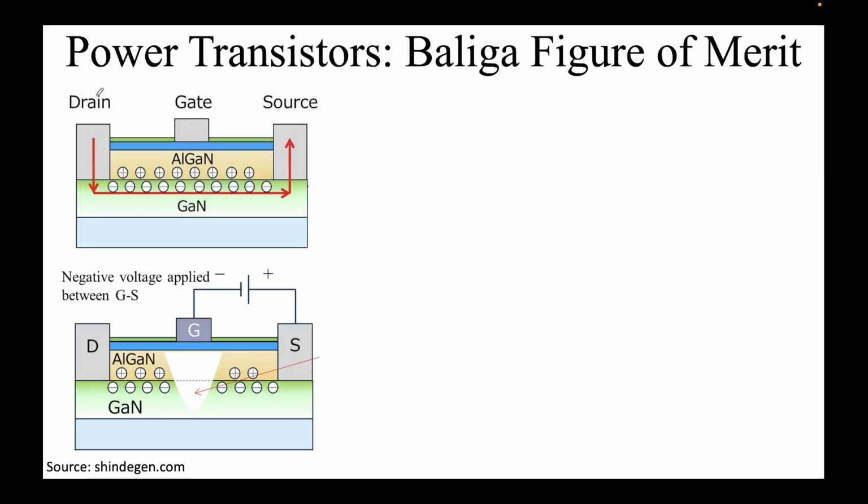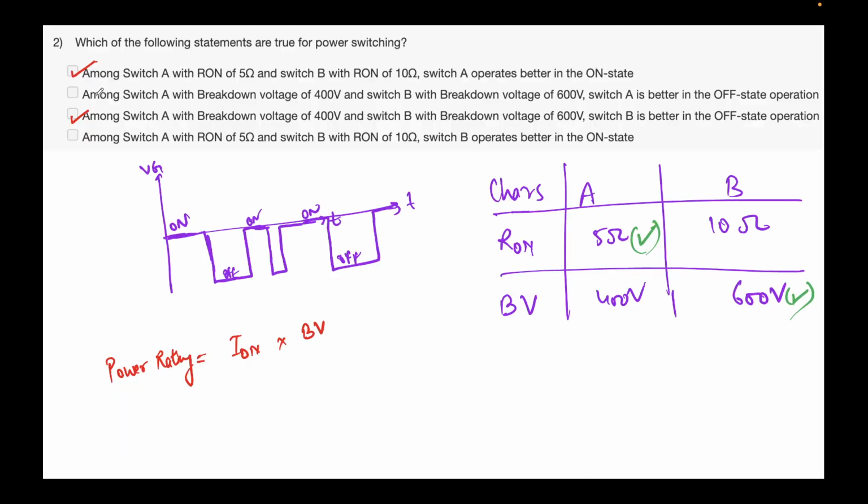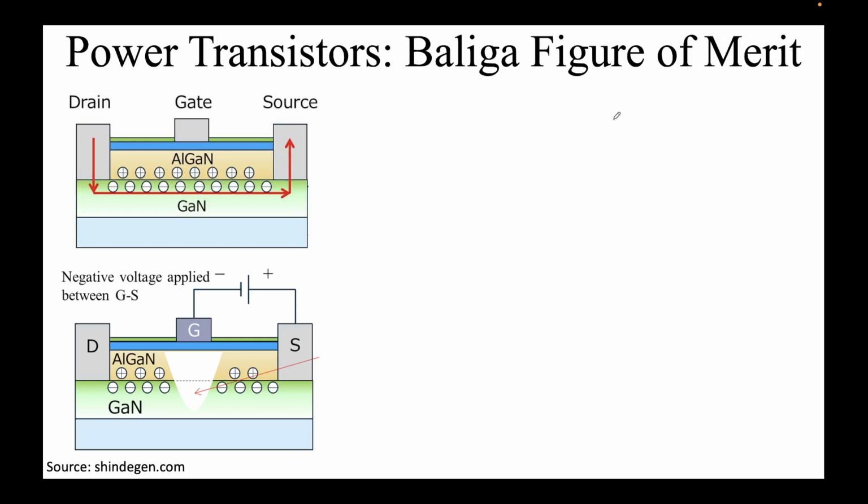We'll talk about how to choose between material systems, because let's say these are two different material systems. Switch A is made of material X and switch B is made of material Y, like in the HEMTs where we have been talking about gallium nitride based HEMTs, or aluminum gallium nitride based HEMTs. Let's say device A is some other technology. So for a given technology or material system, how do we compare them? We compare them with something called the Baliga Figure of Merit.